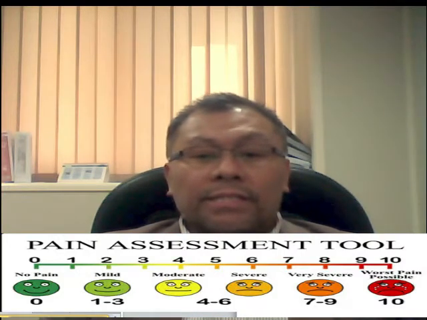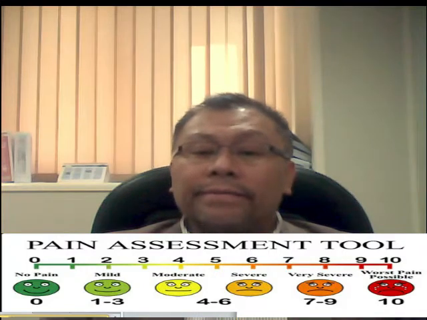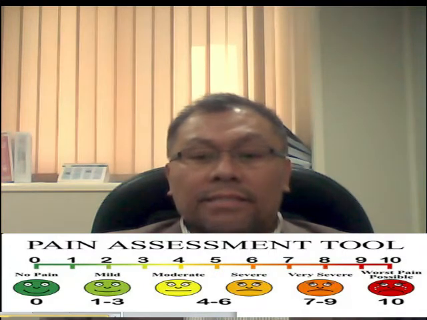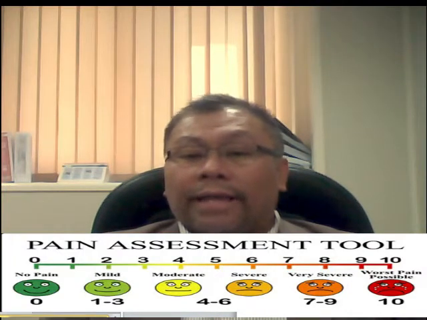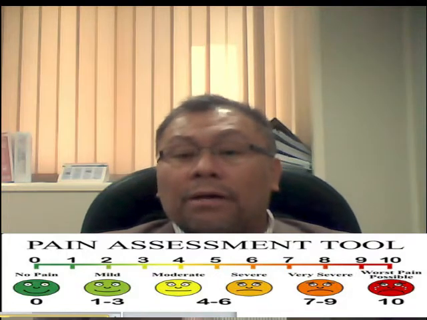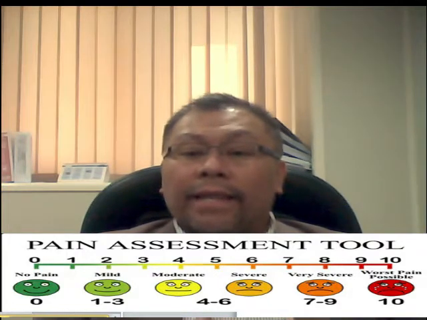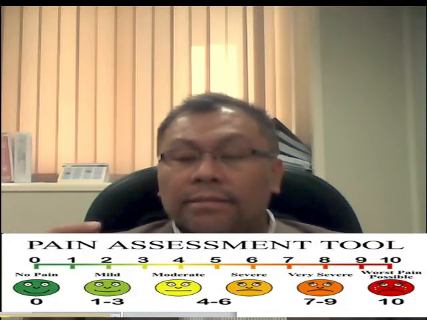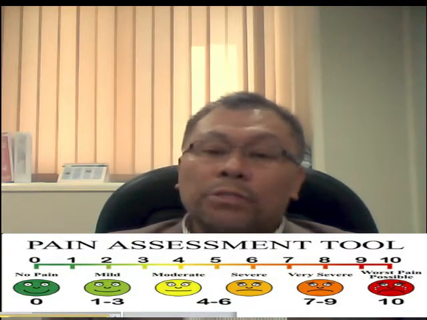From 4 to 6, there's moderate pain. And then 6 to 7, we have severe. And then from 7 to 9, we have the description of very severe pain. And 9 or 10, that is what we call the worst pain possible. This is the time when you're going to interview the patient, almost they will say that they are dying because of the pain.